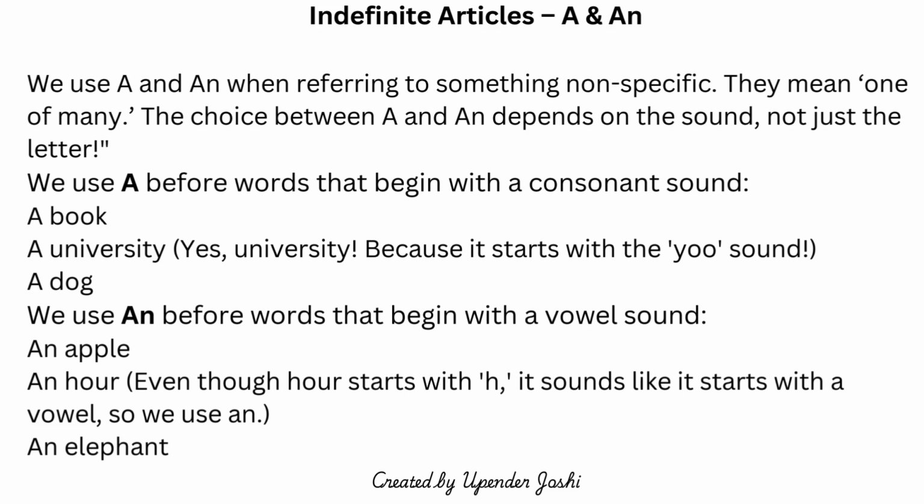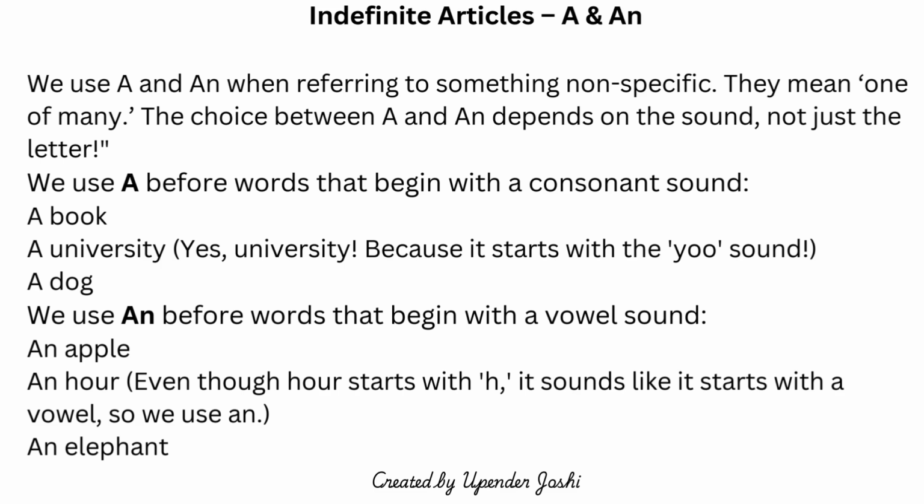The choice between a and an depends on the sound, not just the letter. We use a before words that begin with a consonant sound. A book, a university, yes, university, because it starts with the u sound. A dog. We use an before words that begin with a vowel sound. An apple. An hour, even though hour starts with h, it sounds like it starts with a vowel, so we use an. An elephant. Easy, right?